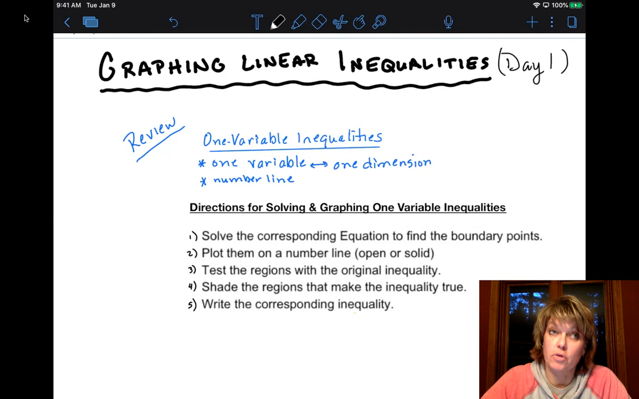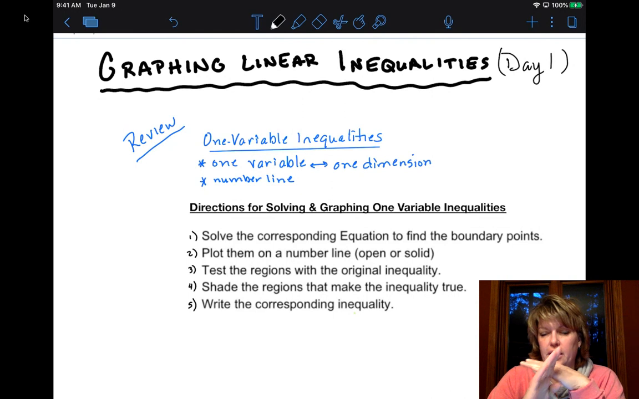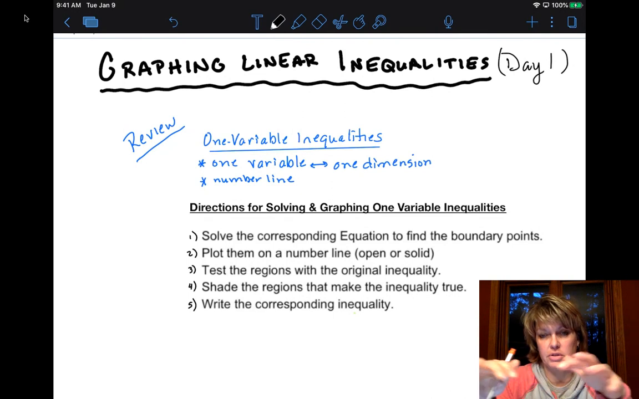We have been, for about a week, solving one variable inequalities, which means we're graphing on a number line. Today we're going to jump into linear inequalities, which means we're going to have two variables. Therefore, we're going to be graphing on a coordinate system. Very, very similar to what we were doing before. The directions are going to be very similar.